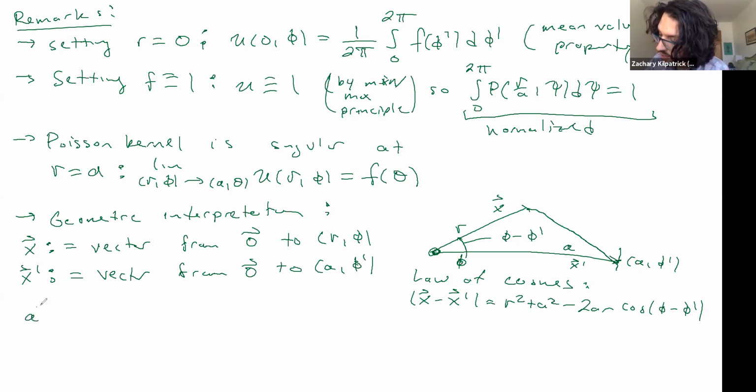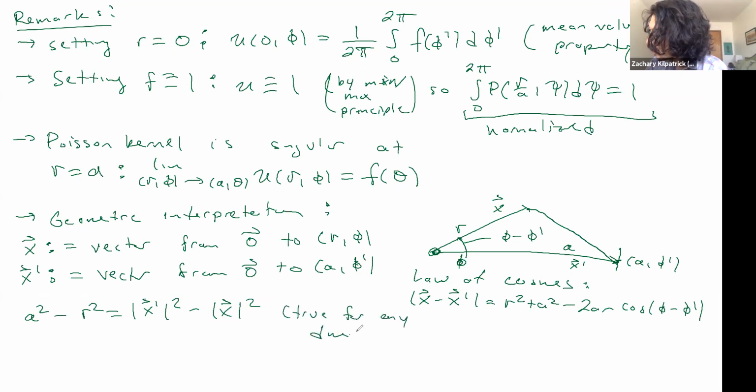However, a squared minus r squared equals x prime squared minus x squared. This is actually true for any dimension, not just for R2. So you can't work things out quite as cleanly using separation of variables for any set of dimensions. But in general, this solution u of x, I'll write it in Cartesian coordinates for an arbitrary dimension.